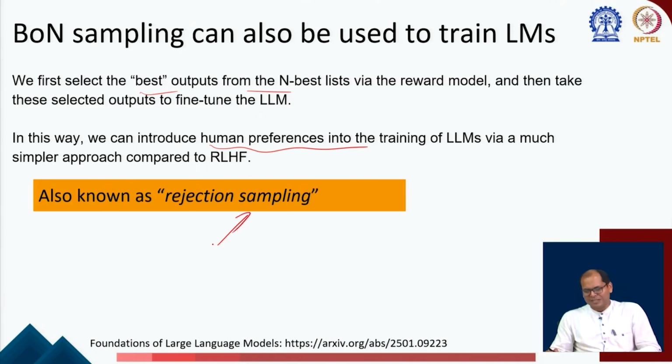Okay. So we talked about a very simple method, best of n sampling, and you can also use that in training time, because you can select which output is the best among some n possibilities.